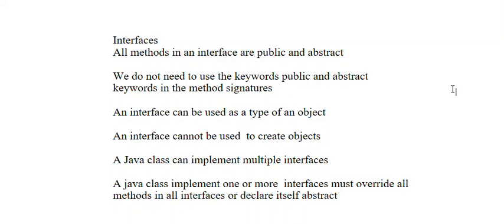A Java class can implement multiple interfaces using the implements keyword, and each interface is separated by a comma. But if a Java class implements one or more interfaces, make sure that it overrides all of the methods in all of the interfaces that it has implemented. If it does not, then it must be declared abstract, because its functionality is not fully defined, because it has not overridden all of the methods.